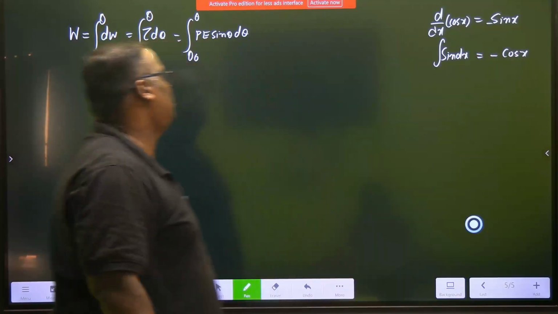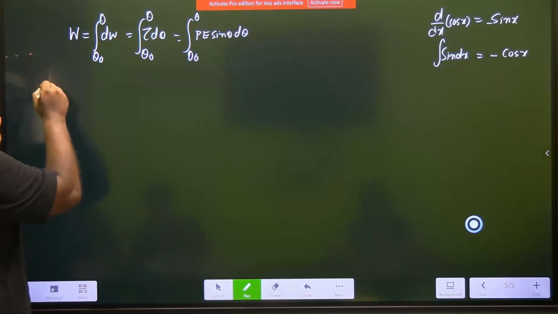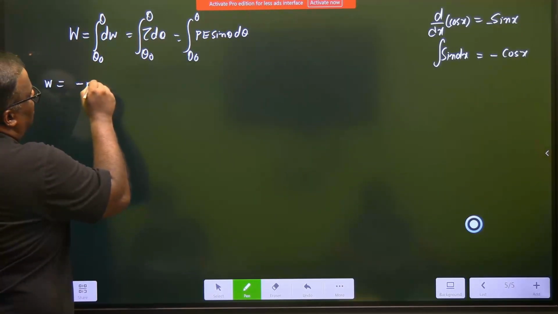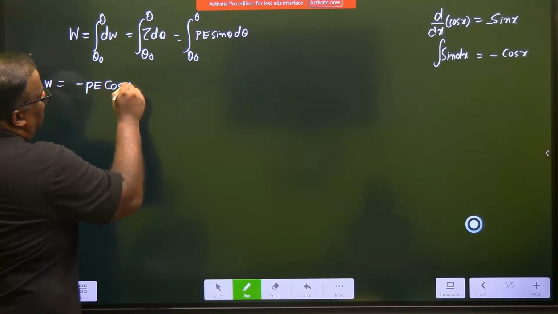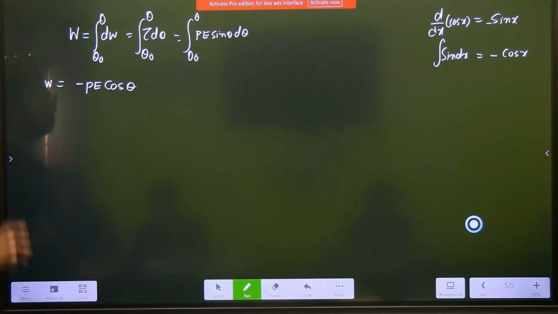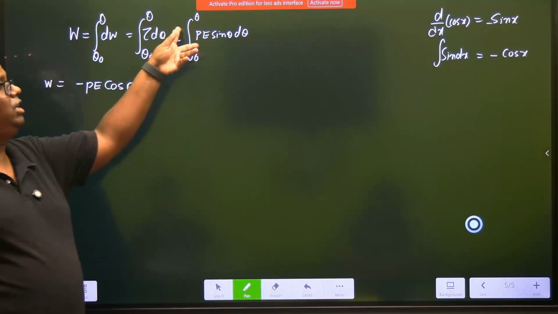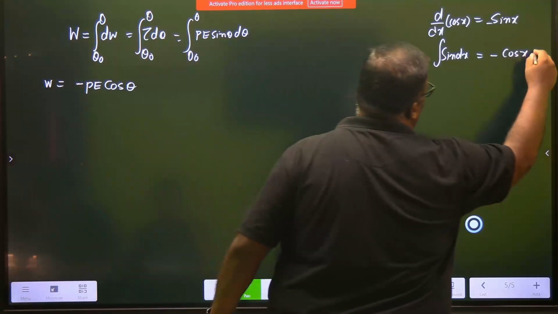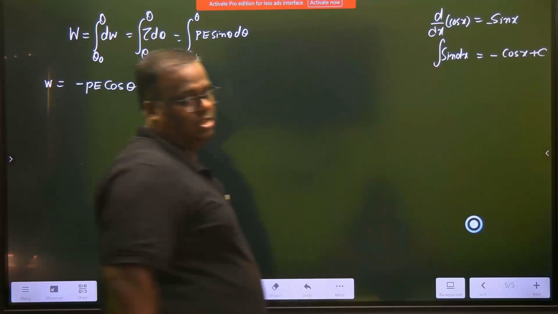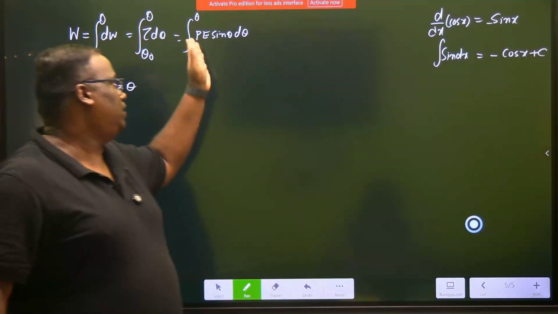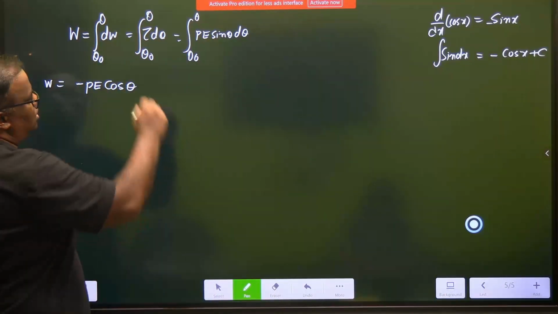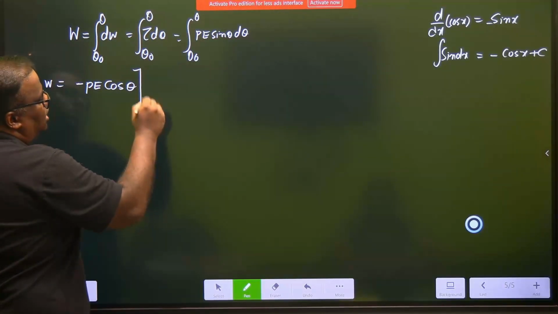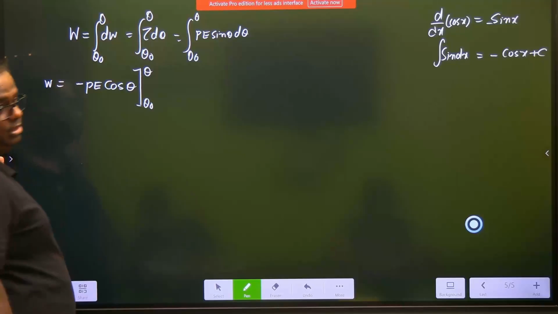Is this understood? So our work done now becomes equal to negative pE cos theta. Okay, we have integrated it. These are called definite integrals, children. That is an indefinite integral, where we always add one constant of integration, which you learn. But this is a definite integral. Here we do not add a constant, we just add the limits. Our limits are what? Theta 0 to theta, right?